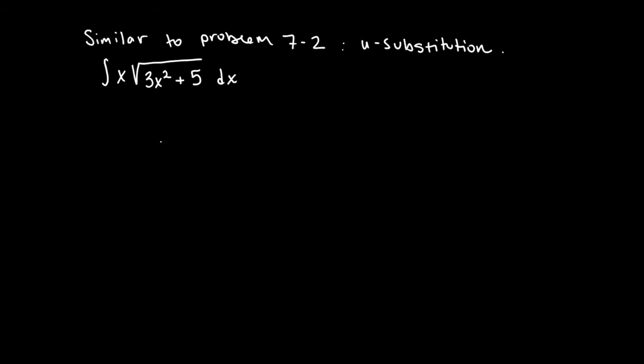This is similar to Module 7, Problem 2 on U substitution with a square root. A lot of people had difficulty with this, deciding what to use for U. So one thing to try with a square root is to let U be the amount underneath the square root. So let's let U equal 3x squared plus 5.